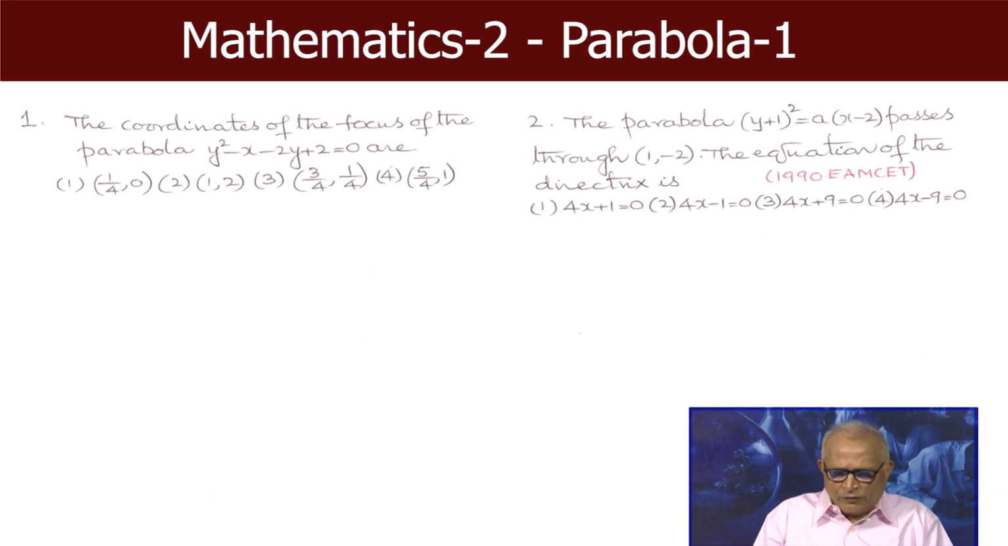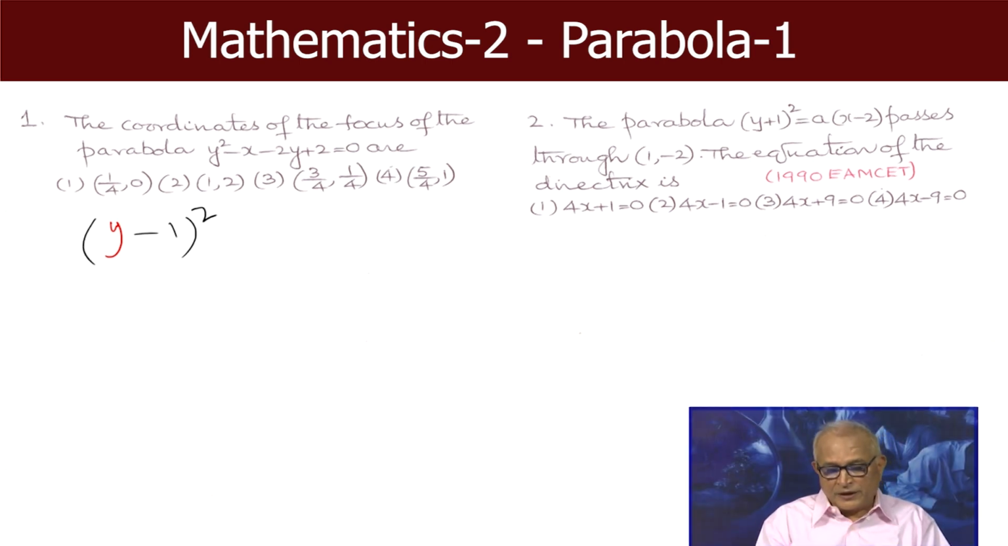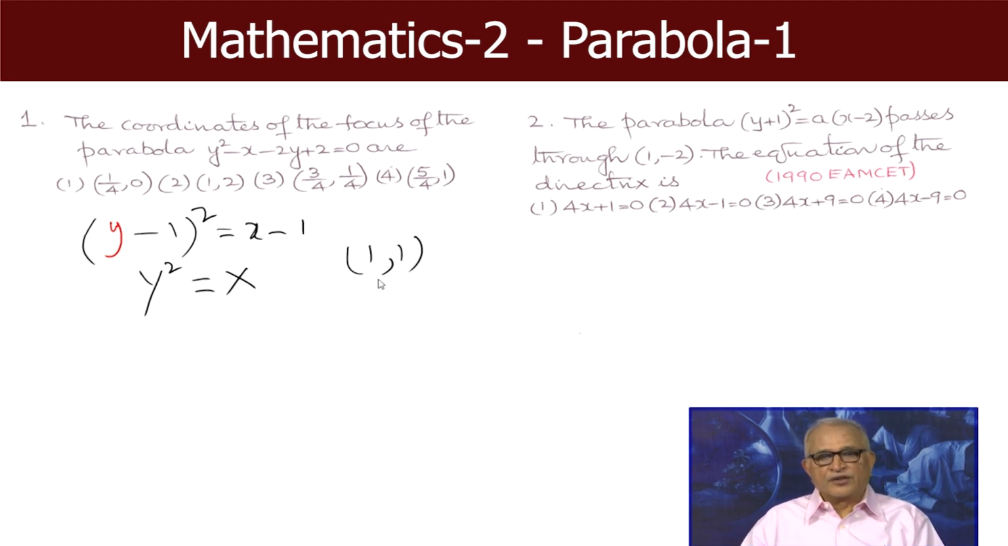y square minus 2y plus 2 equal to x, that is same as y minus 1 whole square, that is y square minus 2y plus 1, is equal to x minus 1. I hope I am clear. By changing the origin to the point 1, 1, this is same as y square equal to x. Translate the origin to 1, 1, this is y square equal to x.